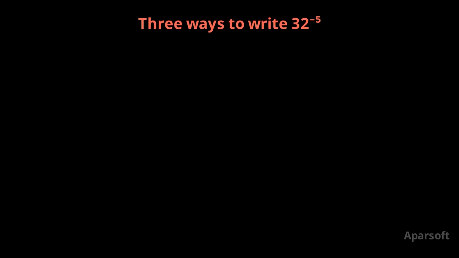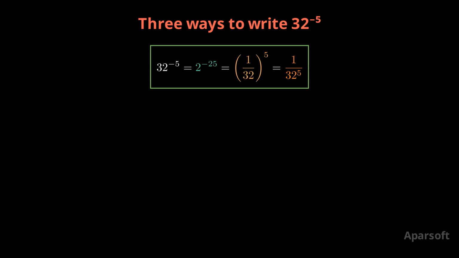And here are all three ways. 32 to the power negative 5 equals 2 to the power negative 25 equals 1 over 32, all raised to the fifth, equals 1 over 32 to the fifth. Ways 2 and 3 are mirror images. Reciprocal then power, or power then reciprocal. Even with negative exponents, the same golden rule works beautifully.